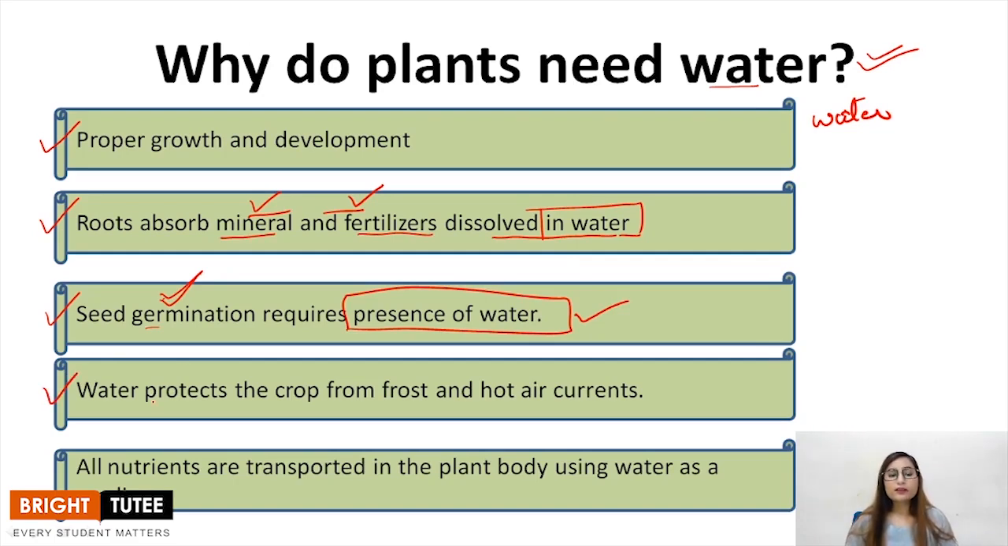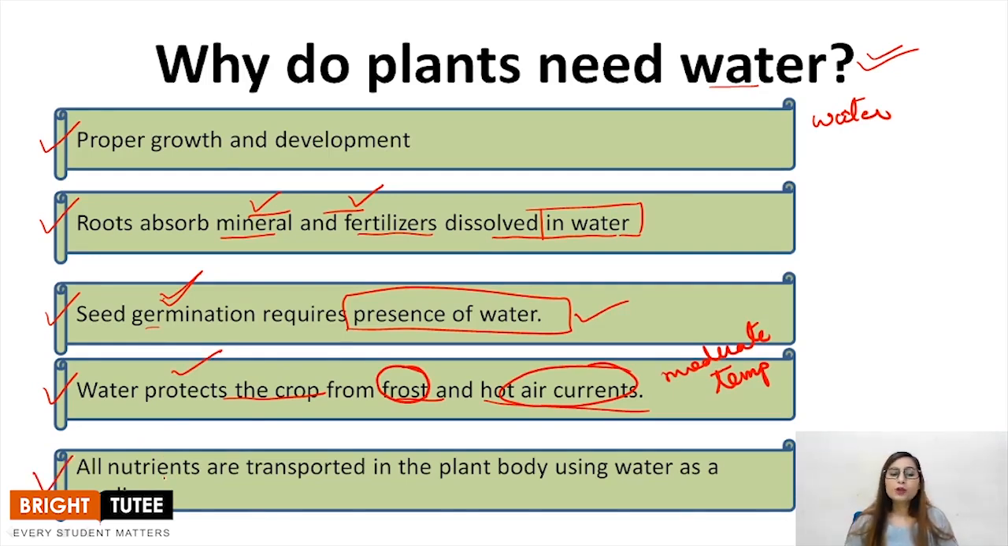Fourth reason, water protects the crop from frost and hot air currents. Basically, water keeps the crop at a moderate temperature so that it does not feel very cold during winters and very hot during air currents, right? It remains at a fine moderate temperature so that it remains well during frost and during hot air currents. So it protects the crop from frost and hot air currents.